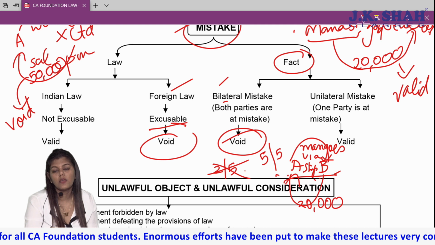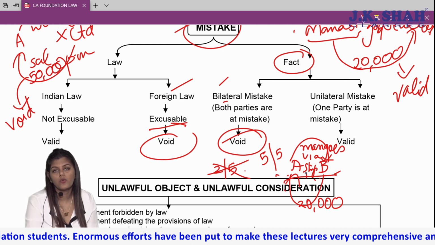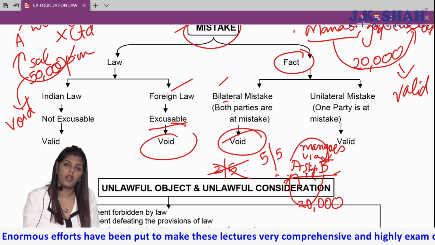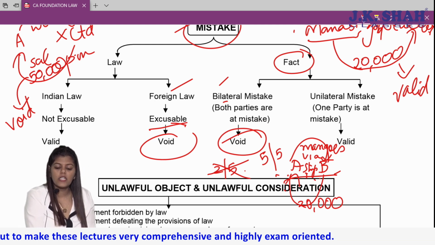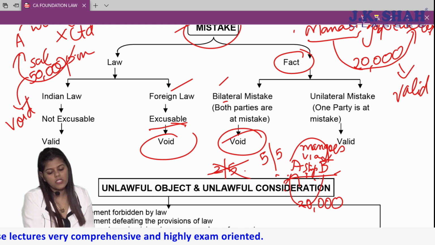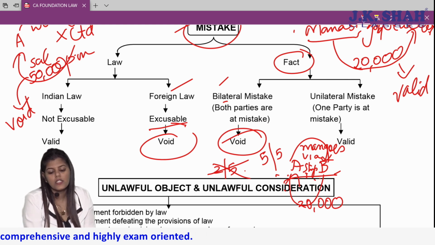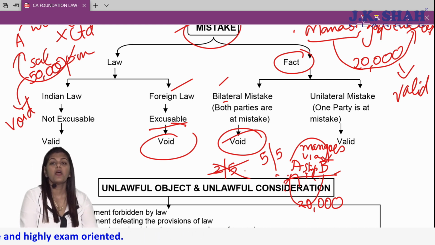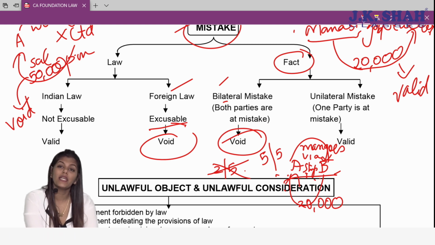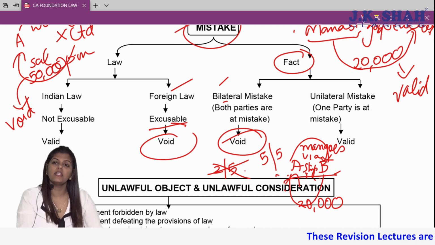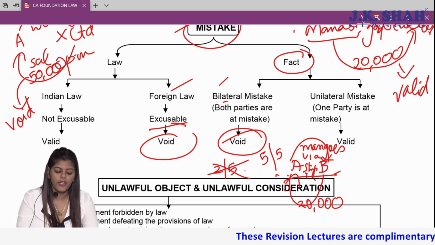If someone is thinking, ma'am, they can deliver some other mangoes, then that will become a new contract, but this contract becomes void. So mistake of fact: bilateral mistake is void, unilateral mistake is valid. But you know, I said bilateral mistake is void, but there is one exception to this. If the bilateral mistake is regarding the price of goods, it's going to be perfectly valid.